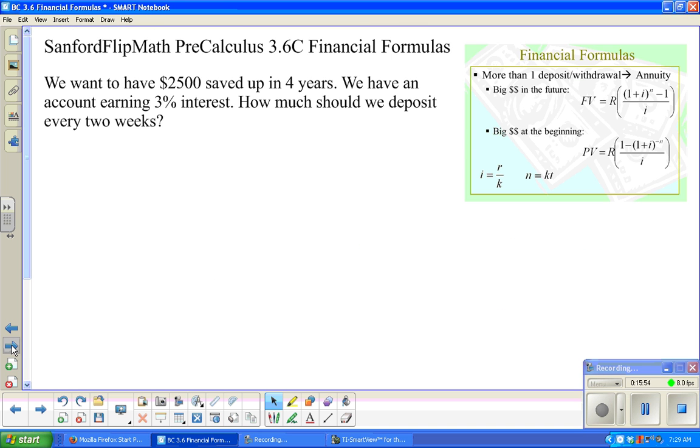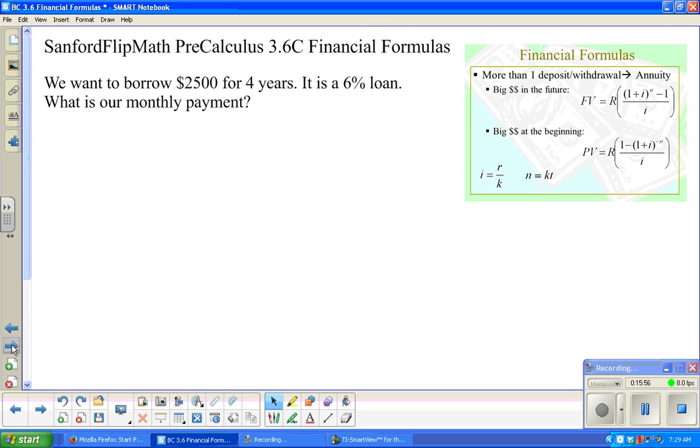All right. Well, I think what's going to happen now is we're going to do one more example and then we'll be done. Okay, so I want to do one that's kind of backwards. It says we want to borrow $25,000 for 4 years. So we're borrowing money now. We're going to take 4 years to pay it back, and the bank charges us 6% interest.